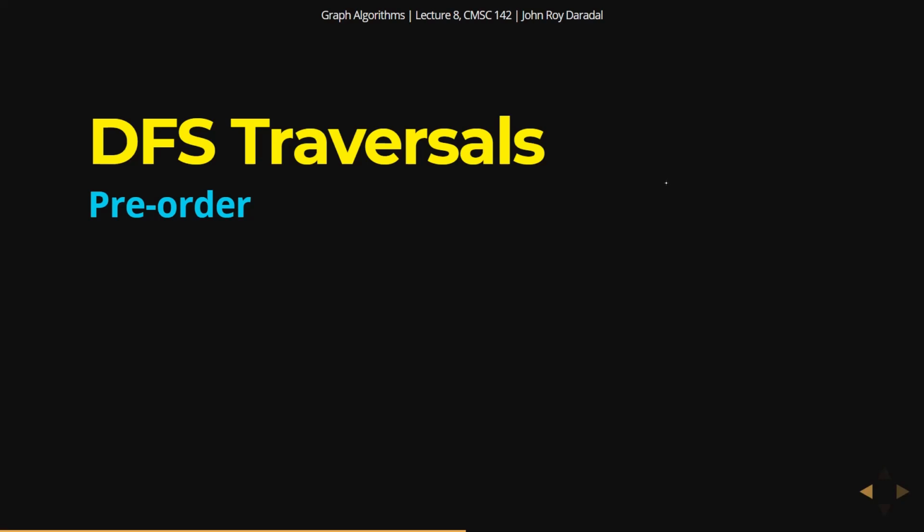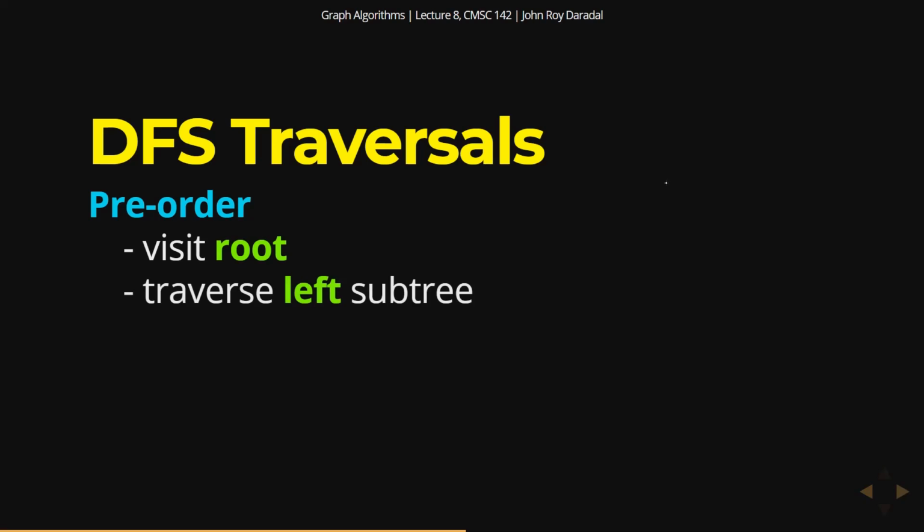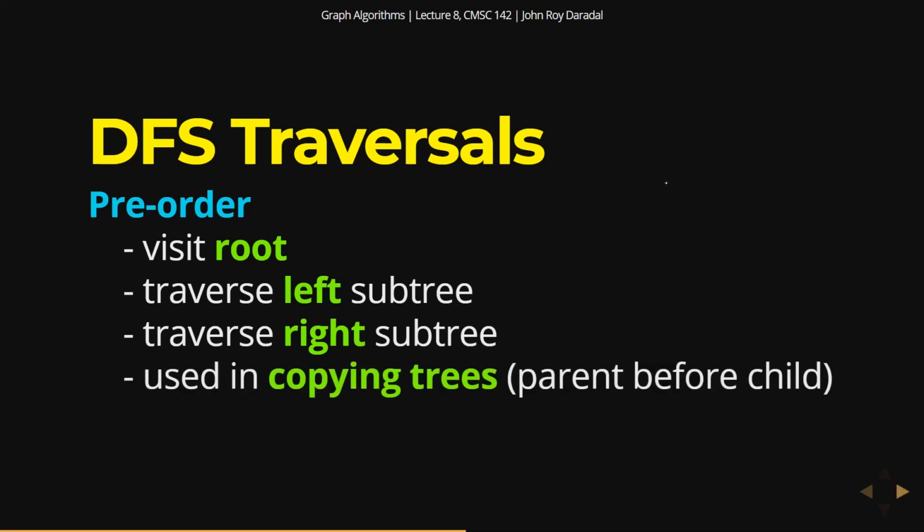So for the DFS traversal, pre-order means that you have to visit the root first, and then the left subtree, and then the right subtree. So root, left, right for pre-order. And this is useful for copying trees because you need to copy the parent first before the child. So the root first before the left and the right.